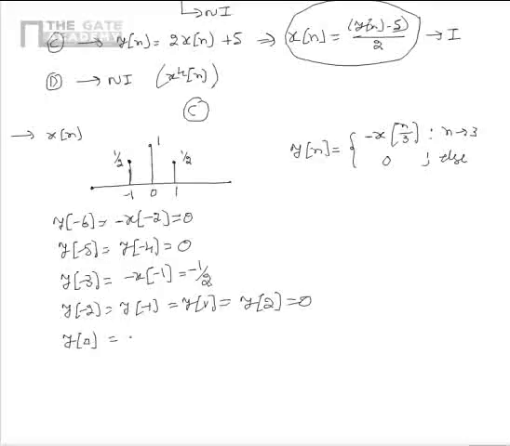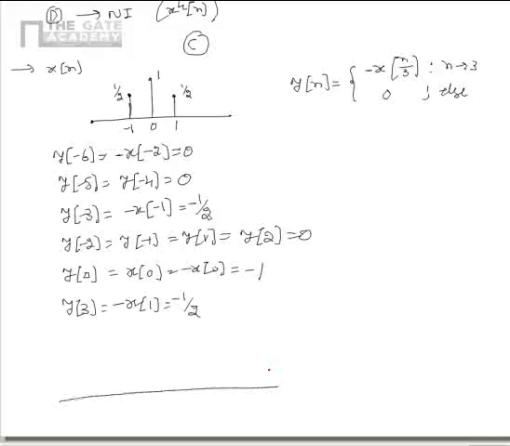And so from this, y of 0 is equal to minus x of 0, so this is equal to minus 1. Similarly, y of 3 is equal to minus x of 1, which is equal to minus half. From this, we can say that y of n can be plotted as shown, where y of n is non-zero at the instants n equal to 0, 3 and minus 3, and it is 0 at all other instants.